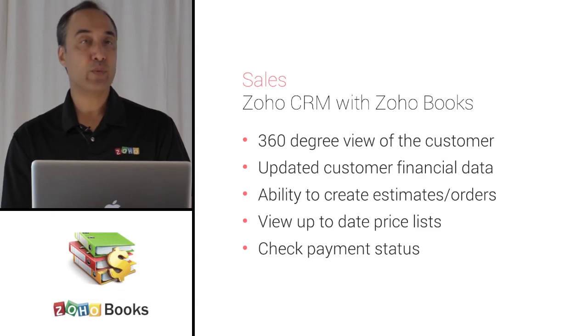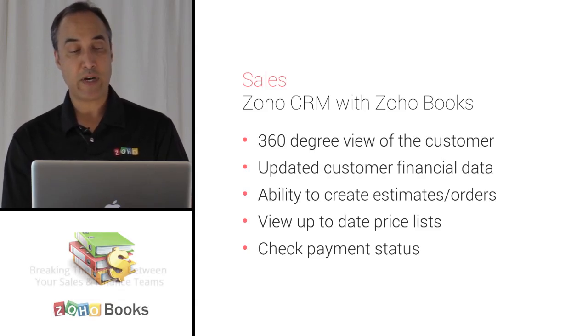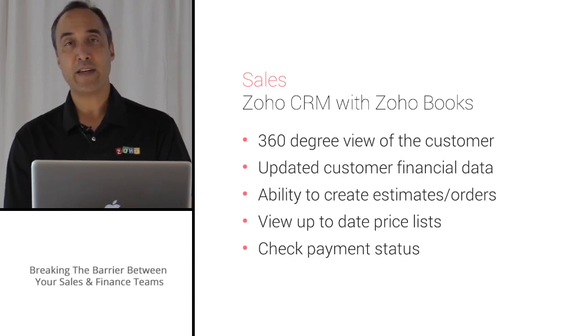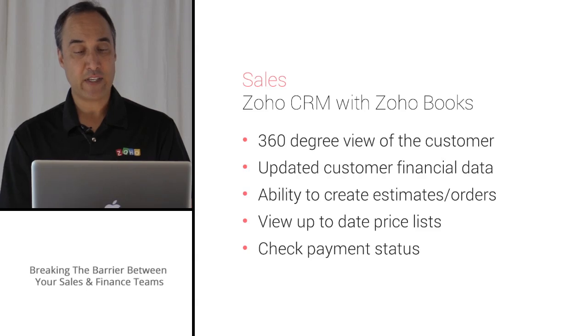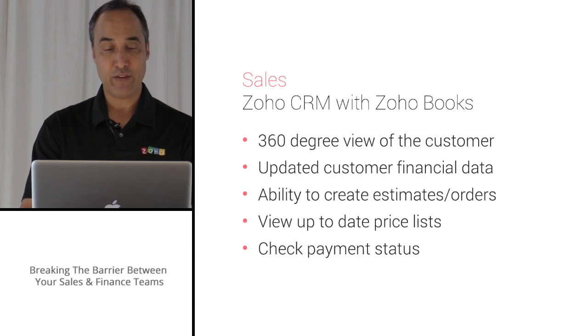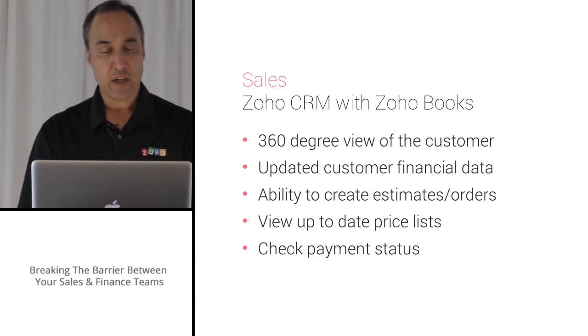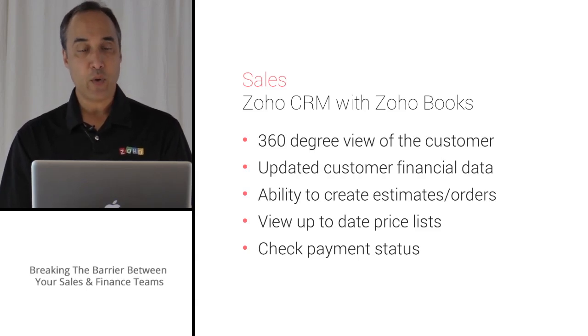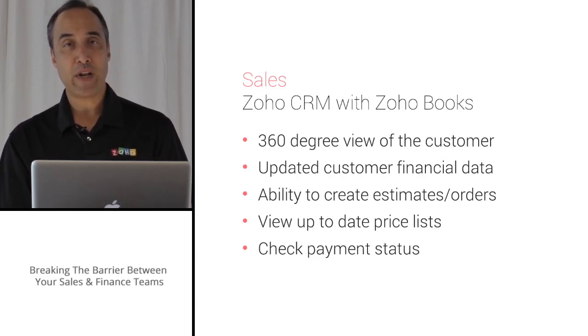Another problem that is solved with Zoho CRM and Zoho Books integration is up-to-date price lists. Oftentimes, the sales rep will make a quotation to a customer only to find out that the price has changed and is not in agreement with what finance thinks the price list is for that particular product or service. With the integration, there is one common price list between both sales and finance. Finally, a sales rep is able to check payment status on their customers, knowing immediately whether the customer is creditworthy or not.